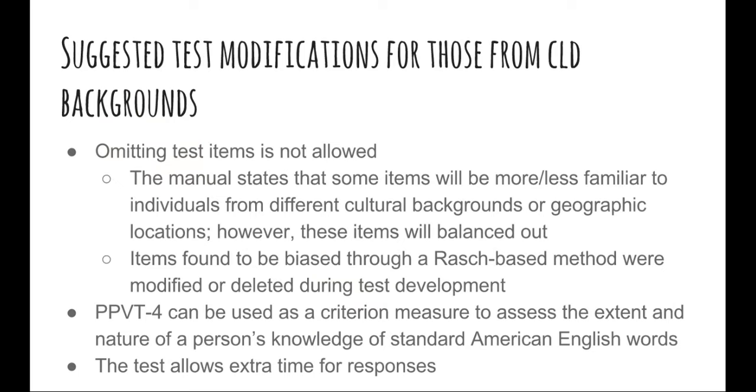Here are some suggestions submitted by the test makers for modifications for those from CLD backgrounds. Omitting test items is not allowed. The manual states that some of these items may be more or less familiar to individuals from different backgrounds. However, these items will be balanced out due to the high number of test items. Additionally, the PPVT can be used as a criterion measure to assess the extent and nature of a person's knowledge of standard American English words. And the test does allow for extra time for responses.